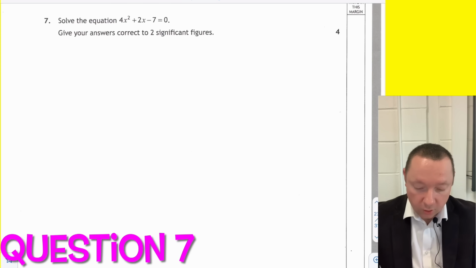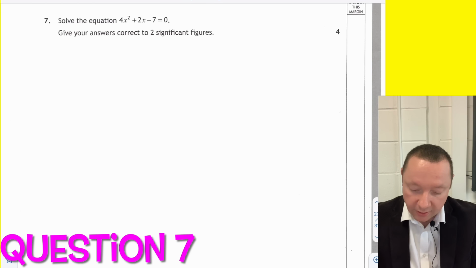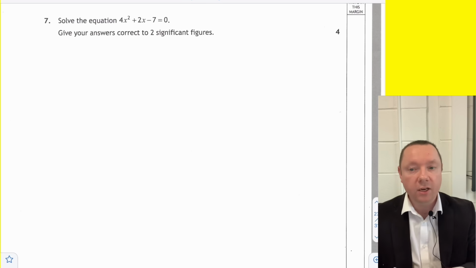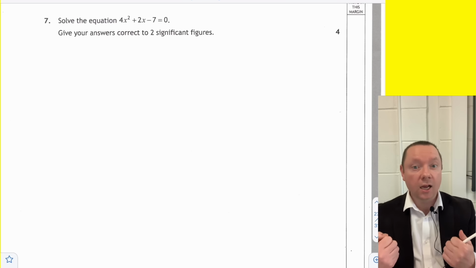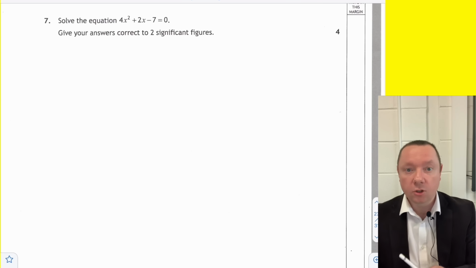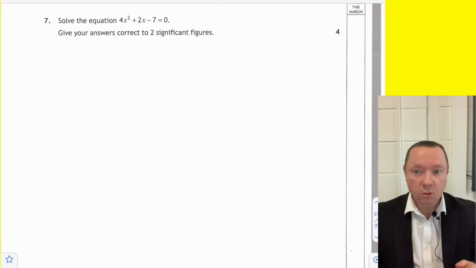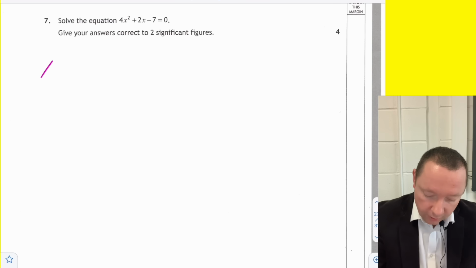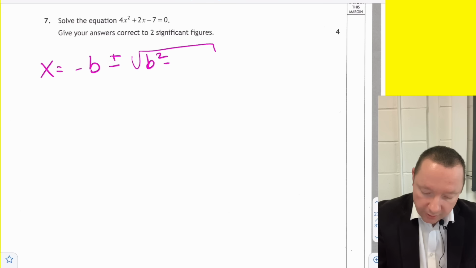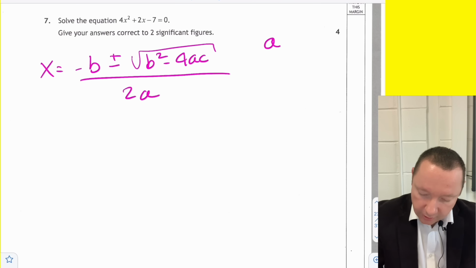Question 7, solve the equation 4x squared plus 2x minus 7 equals 0. Give your answer to two significant figures. Since it's telling me to round it, and it's a quadratic, I know that I'm going to have to use the quadratic formula, because it won't factorise if the answers need to be rounded. So we're going to check the start of our exam paper again, find the quadratic formula. I'll write it here, x equals minus b plus or minus the square root of b squared minus 4ac all over 2a, and in this case a equals 4, b equals 2, and c is negative 7.